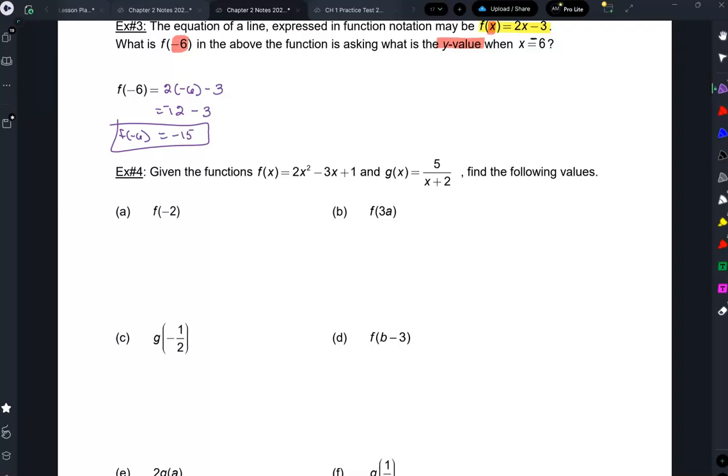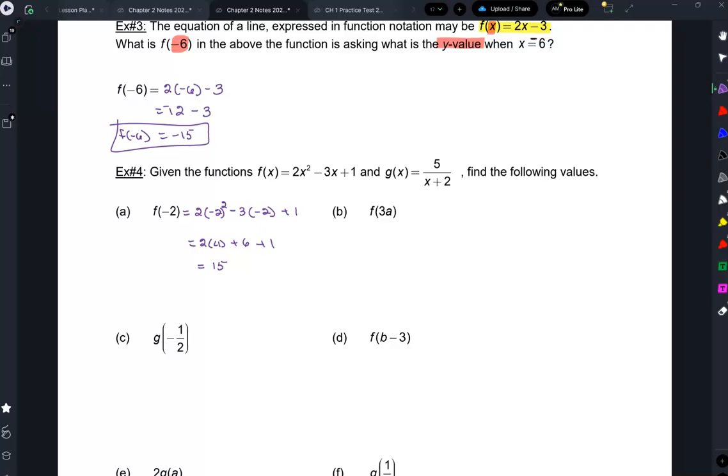Okay, so here I have f of x and g of x, and I need to find these. So first, f of negative 2: 2 times negative 2 squared minus 3 times negative 2 plus 1. Do you notice how because the negative 2 is a negative, I put it in parentheses? Please do that, because then the negatives just go awry. So that's 2 times 4 plus 6 plus 1. What is that? 8, 15.